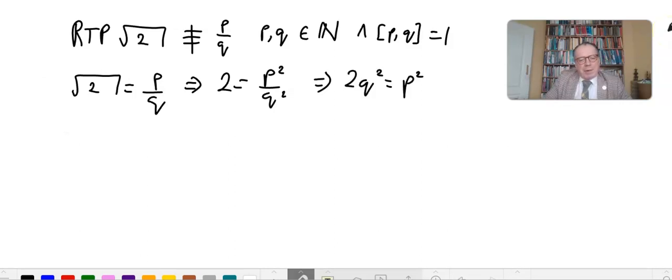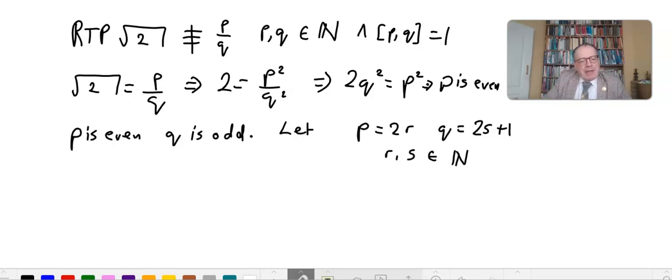And so multiplying both sides by 2, we find that 2q squared equals p squared, which entails that p is even. And if p is even, because the greatest common divisor of p and q is 1, q must be odd.